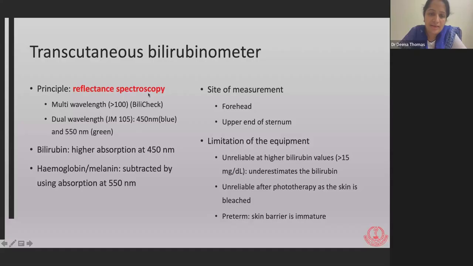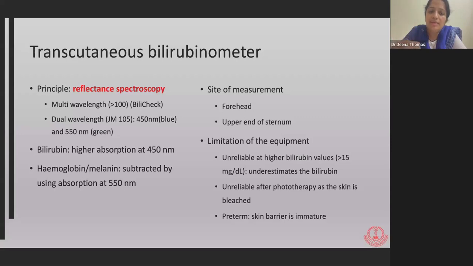So the principle is reflectance spectroscopy. Two types of wavelengths are used. Most units have the JM 103 or 105 machine, which uses two wavelengths, 450 nanometer and 550 nanometer. Sometimes a good unit may also have a BiliCheck, which uses multiple wavelengths, more than 100. But they say that although the BiliCheck is more accurate, it is less sensitive. The JM105, which we normally have in our unit, is more sensitive in detecting. So we need something which is more sensitive.